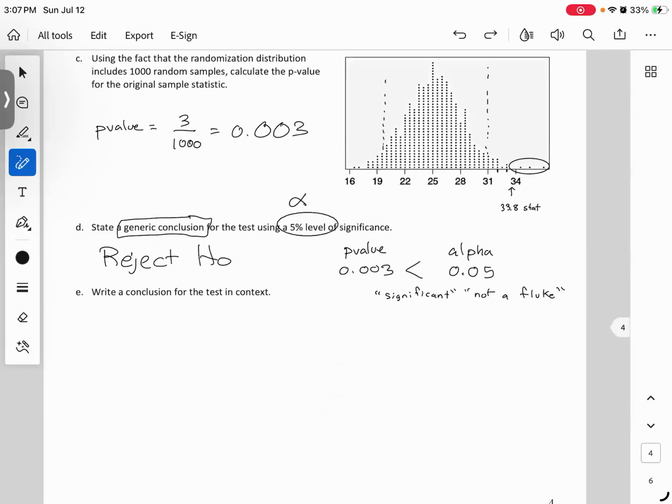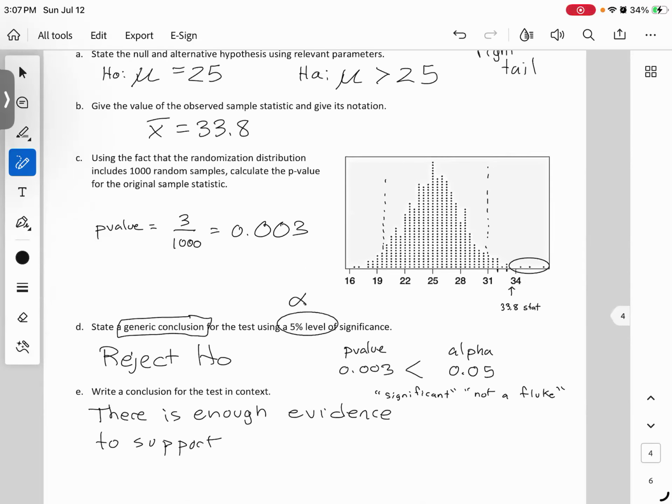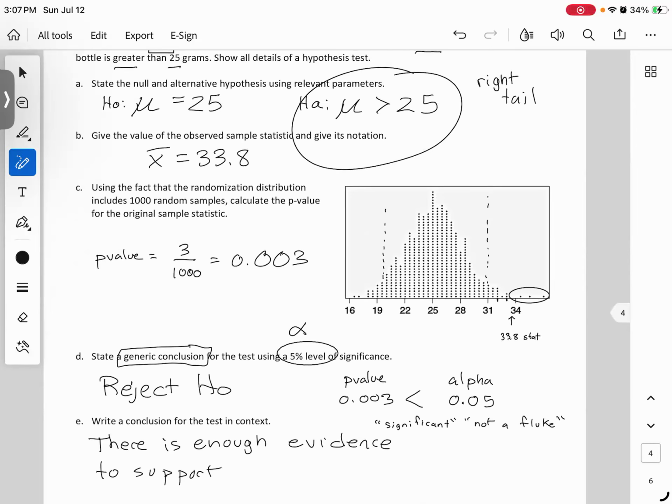So we get to reject the null hypothesis, and then for your conclusion in context, we're going to say there is enough evidence to support, and then now we're going to put what the HA was arguing for, which is that mu is greater than 25, that the average amount of sugar is greater than 25.